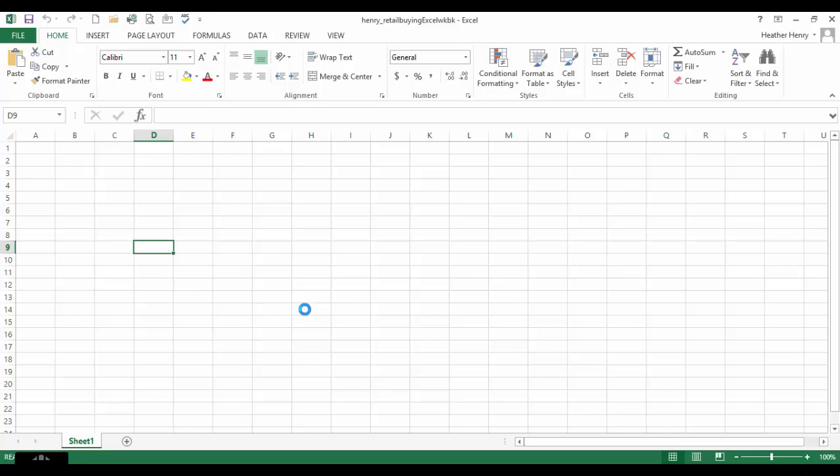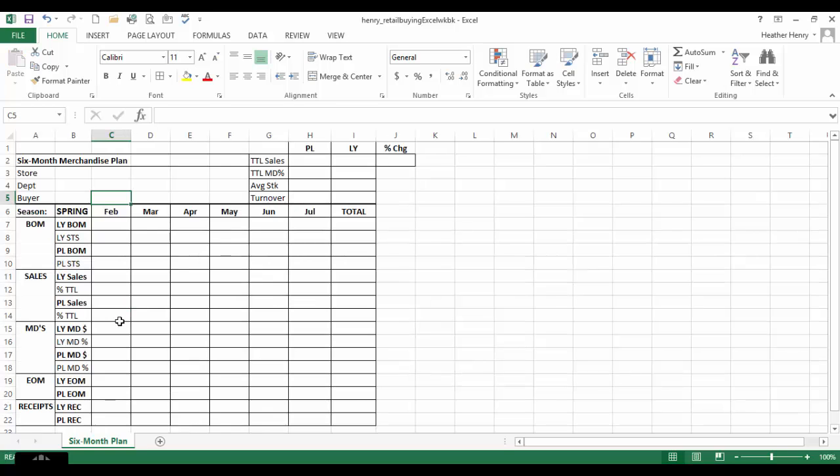Now that our workbook is saved, our first worksheet will be our 6-month plan. So we need to rename the first tab from sheet 1 to 6-month plan. So now we will format the 6-month plan worksheet like the handouts that we have been working on for the spring.